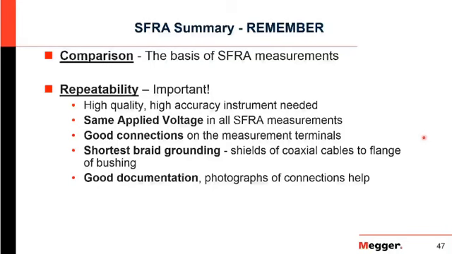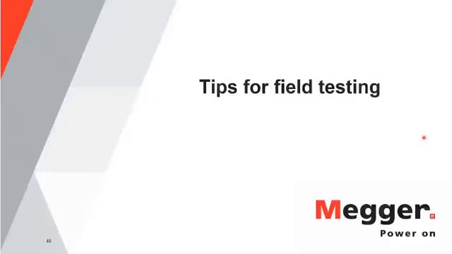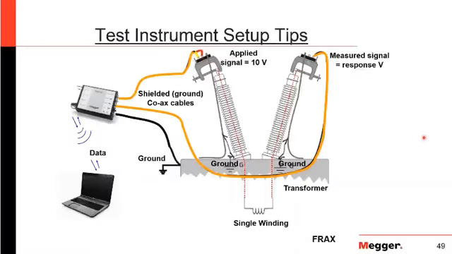So what are some tips that we can do for field testing there? So first thing, let's think about the test instrument setup. So as I said, you're going to hook up to one side of the winding, use your shielded coax cables, apply a 10-volt signal, vary it over multiple frequencies, and measure on another part of that transformer there. And then put this information on a PC, and you can evaluate what's going on.